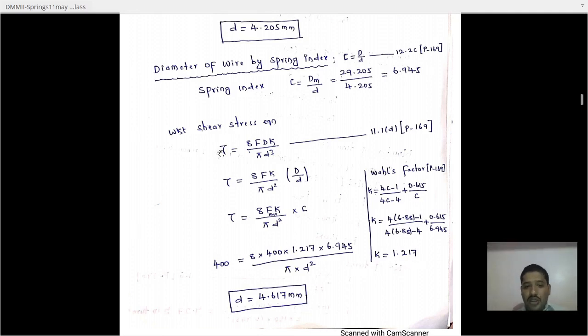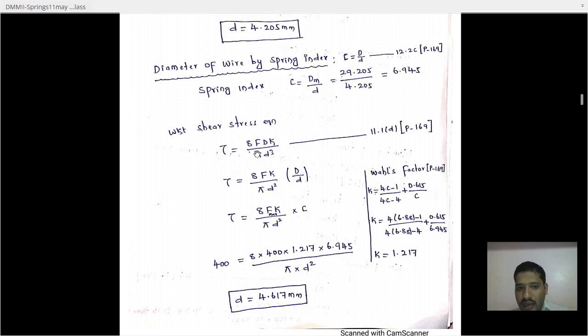After that, the shear stress value we need to substitute in this equation: 8 into maximum force into Wahl factor. How do we get this D by d? Small d is as it is only. If you remove one more d from this side, the remaining should be d square into d. If the bases are same, the powers should be added. 2 plus 1, how much should it be here? d cube only. Is it right?